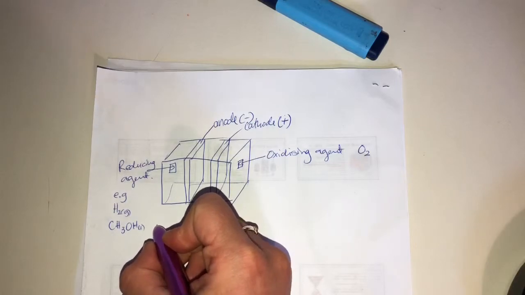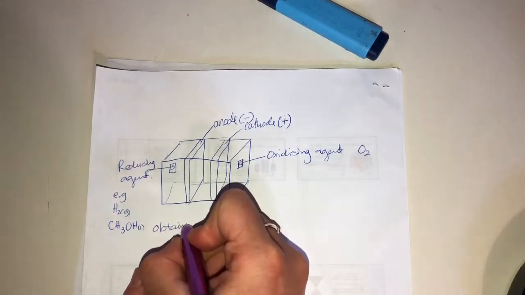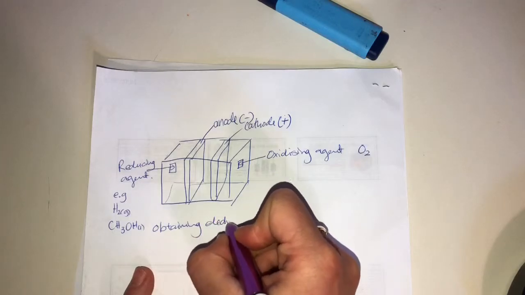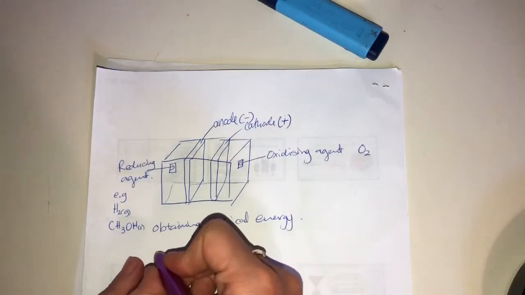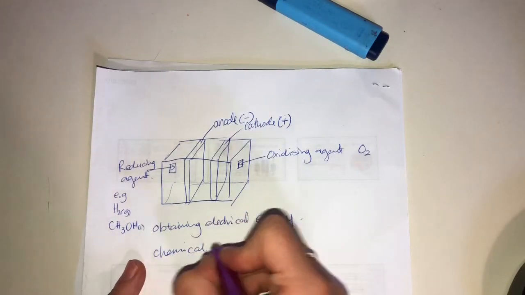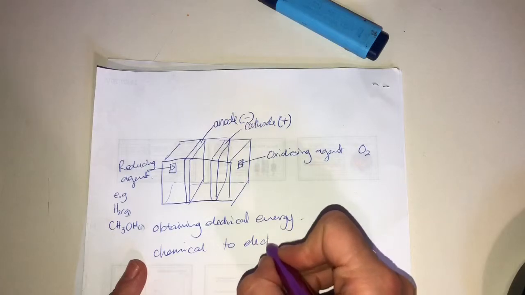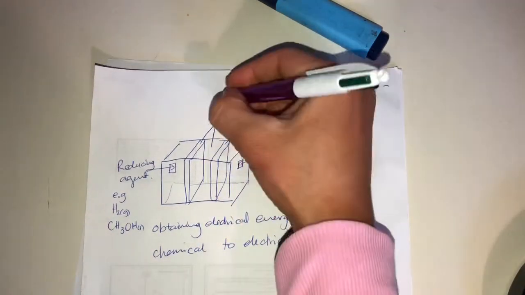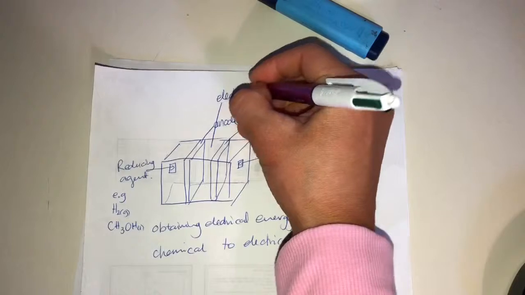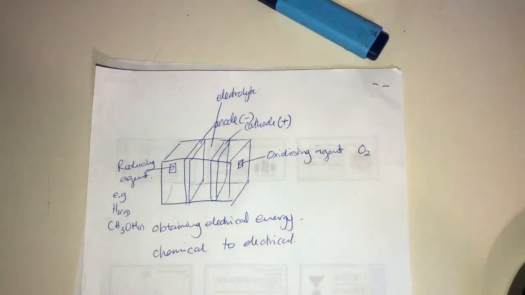So this is obtaining electrical energy. So the energy conversion is chemical to electrical, and we have spontaneous redox reactions. Other things in between: you have an electrolyte. So your electrolyte will be here, and that'll allow the free movement of ions.